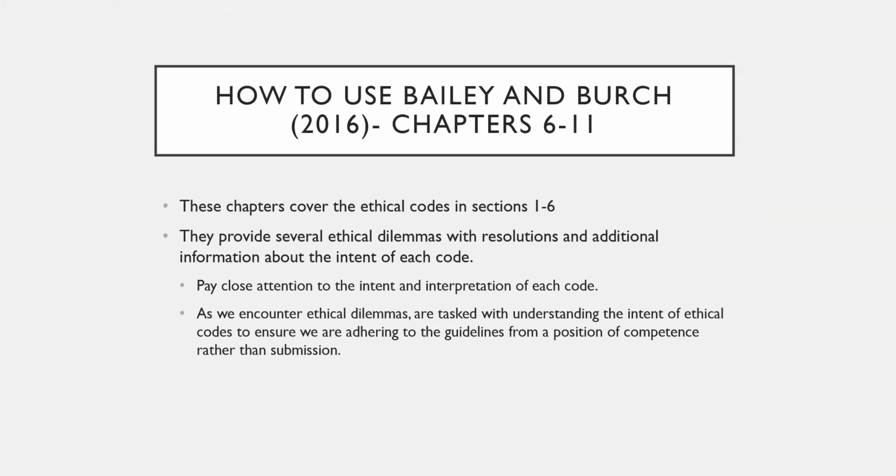So this is how I would suggest that you use your Bailey and Birch chapters. I had you read a lot of them, but they're somewhat short and they just go over the codes. In using these chapters, they're really helpful in that they provide several ethical dilemmas with resolutions and additional information about the intent of each code. So you can rely on these. Like I said, I'll be posting the case studies in advance, so you can start to look and see if you can triangulate from a code to a description to an example and a resolution, and identify the intent and interpretation of each code.